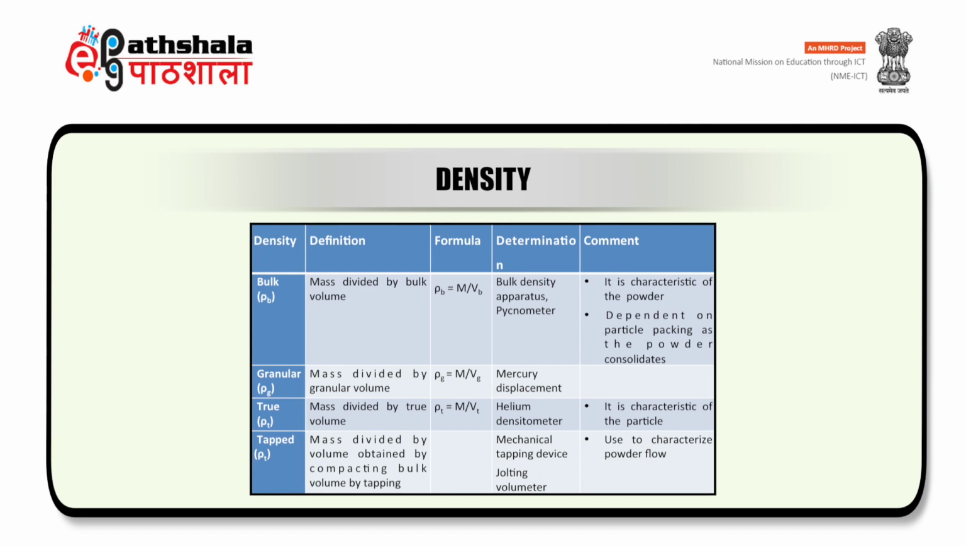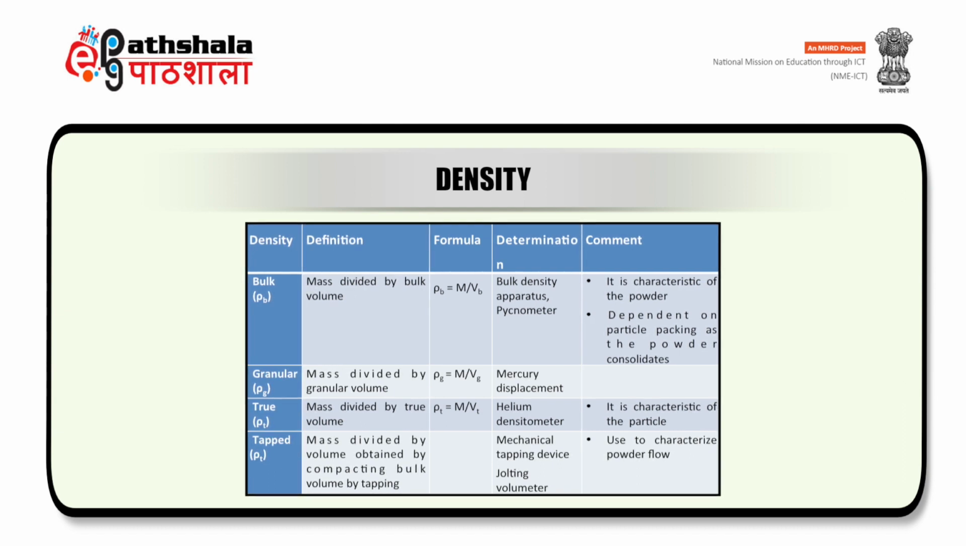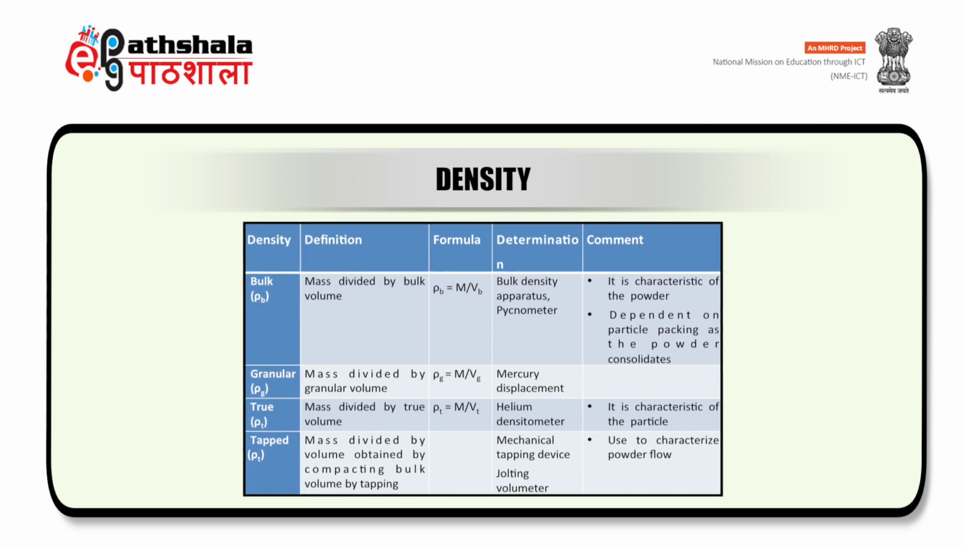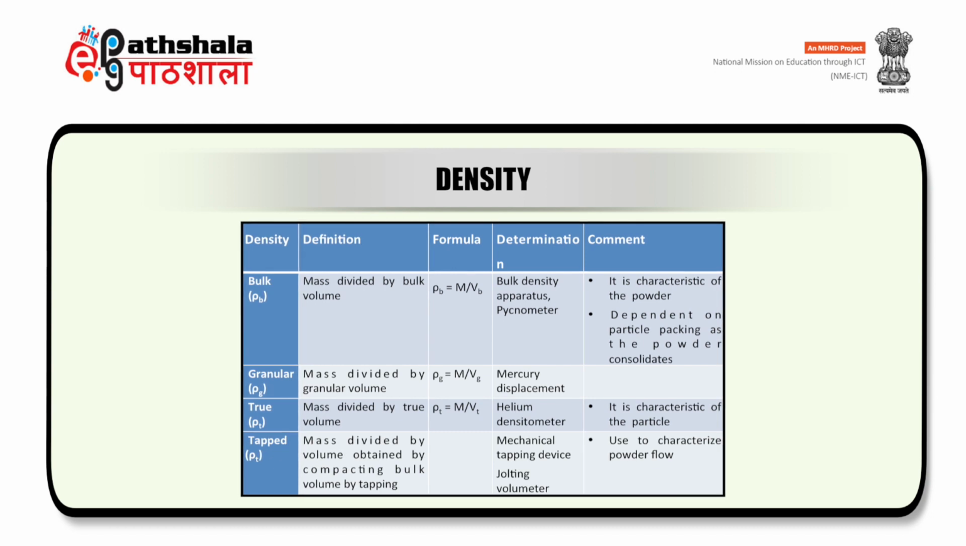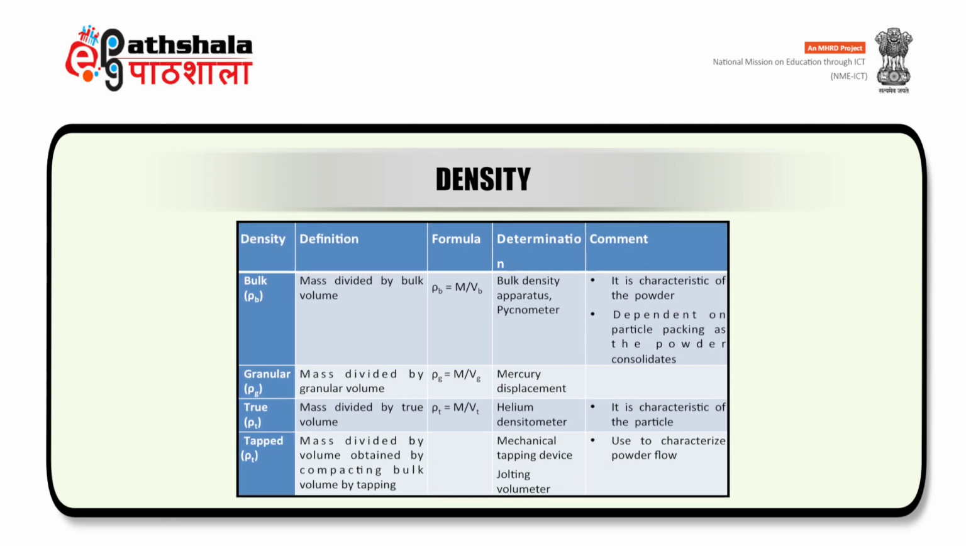The first type, as already mentioned, is bulk density. It is defined as mass divided by bulk volume. It is determined by a bulk density apparatus or pycnometer. It is characteristic of a powder and it is dependent on particle packing as the powder consolidates. The next density is granular density, which is defined as mass divided by granular volume. It is determined by the mercury displacement method.